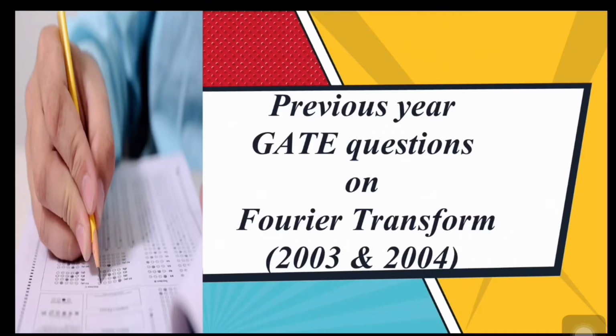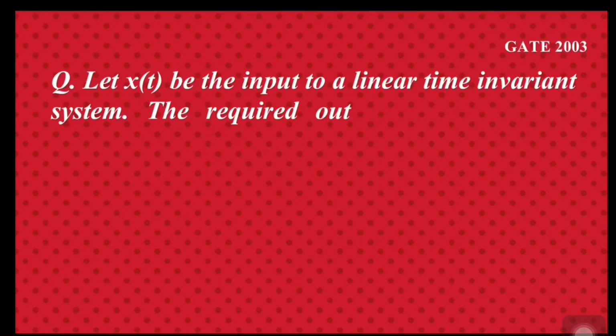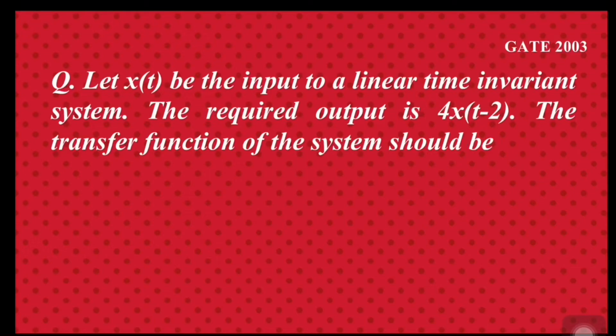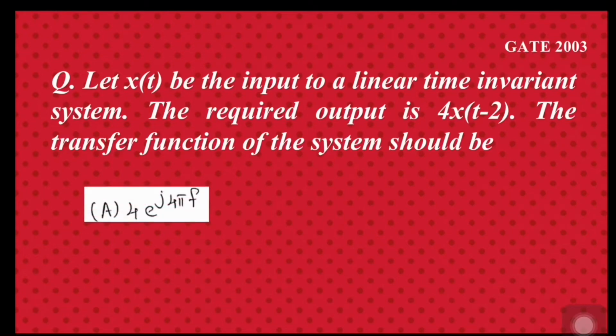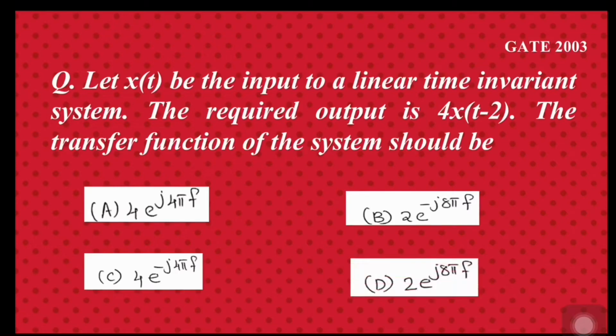The first question I have for you is from GATE 2003. Let x of t be the input to a linear time invariant system. The required output is 4 into x of t minus 2. The transfer function of the system should be. 4 options are given. Option A, 4 e raised to j 4 pi f. Option B, 2 e raised to minus j 8 pi f. Option C, 4 e raised to minus j 4 pi f. And option D, 2 e raised to j 8 pi f.